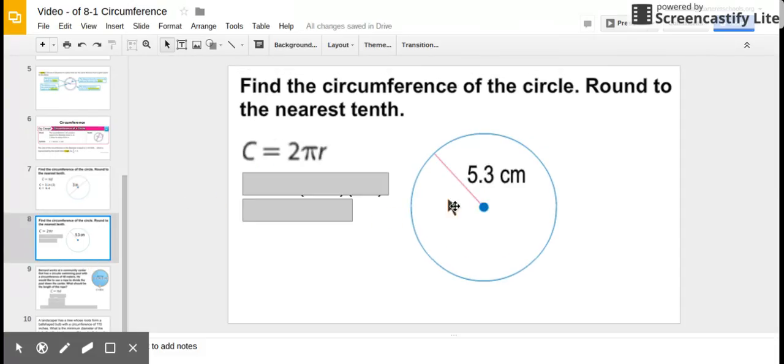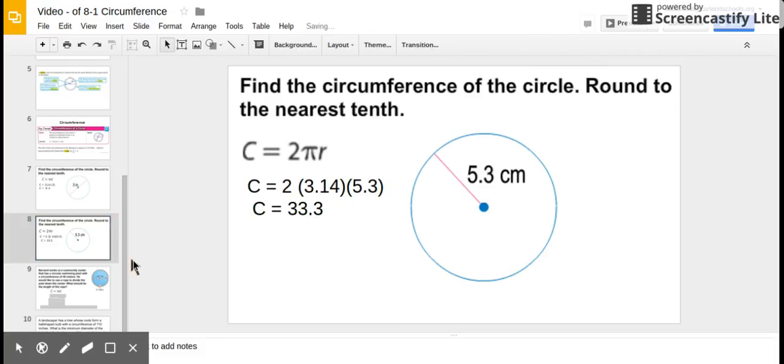Let's look at our next example. Find the circumference of the circle, round to the nearest tenth. So now I'm using this formula, C equals 2 pi r. I'm using this formula because I'm given the radius here, not the diameter, okay? So 2 times pi, I'm going to put in place of pi 3.14, times r, 5.3. Now you just multiply them, and you end up getting 33.3. So your circumference is 33.3 centimeters, okay?